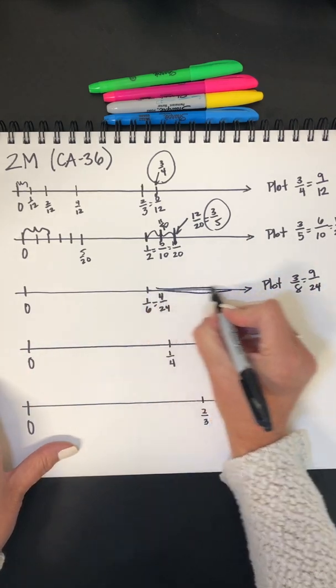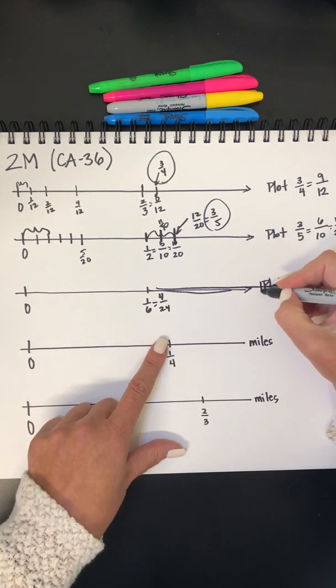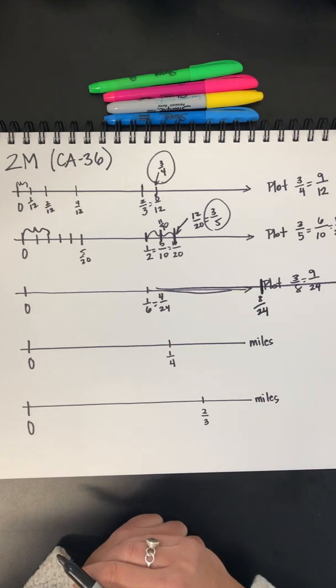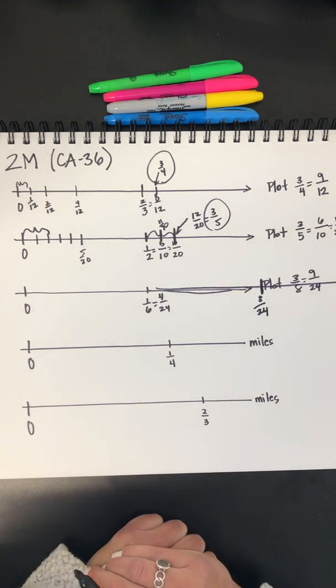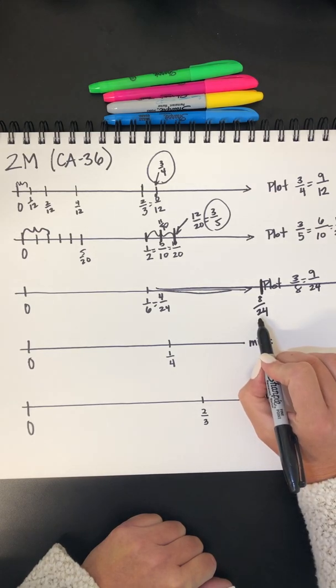Let's go ahead and extend that. Then I know that twice that distance is going to give me 8/24. So right here is 8/24. And now I need one more 24th. Right? Because I'm trying to get to 9/24. So I need to find the size of 1/24.